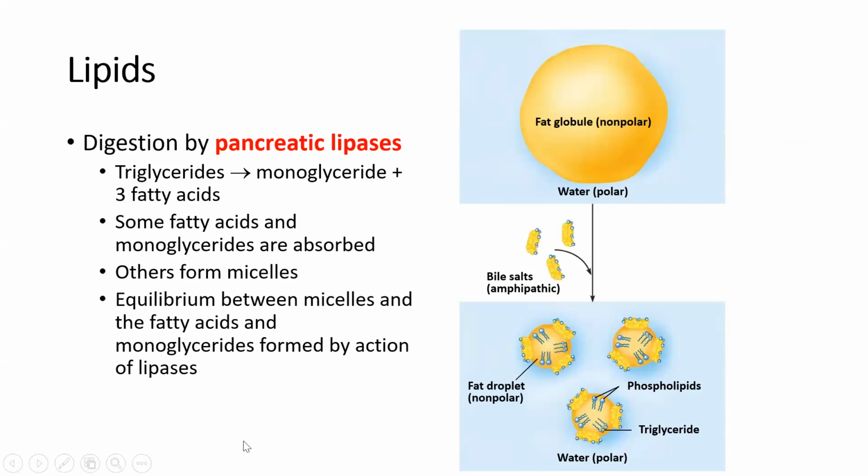So now we can work on those smaller droplets. As we see here, we've got this large fat globule. These amphipathic bile salts broke them down into more manageable fat droplets. And then now our pancreatic lipase can come in and start working on these smaller droplets because it can access all parts of the actual fatty component of this droplet. And it's going to break this down into monoglycerides and also fatty acids, so free fatty acids. And this is how we reabsorb fats into those epithelial cells.